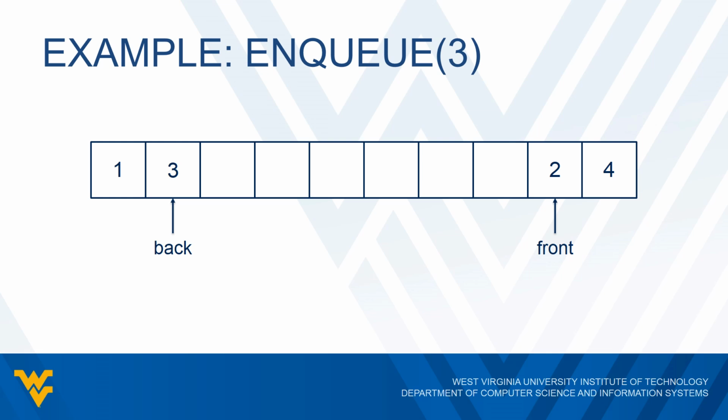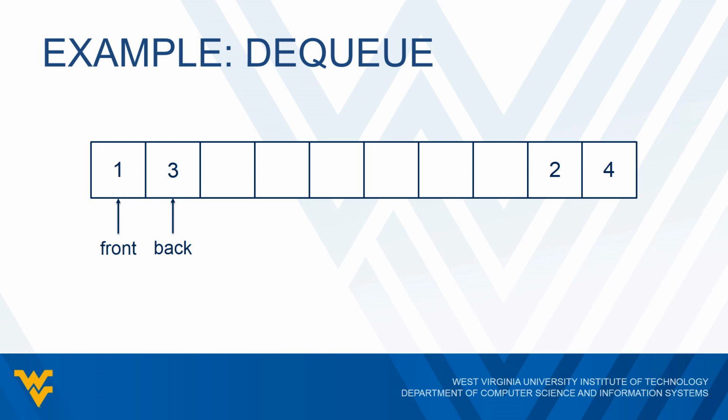We'll then call enqueue 3, so we'll add 3 to the queue. Once again, we'll increment the value of back by 1, and then we'll insert the 3 at that spot in the array. We'll then call dequeue, where we just need to move the value of front. Yes, the 2 is still in that spot in the array, but we don't need to worry about changing it to something else. We just need to increment the value of front, so that way we know the front of the queue is now where the 4 is.